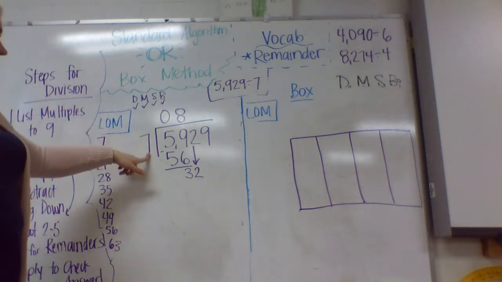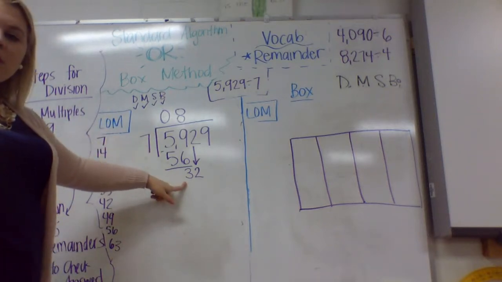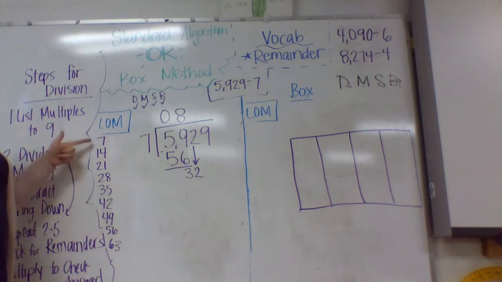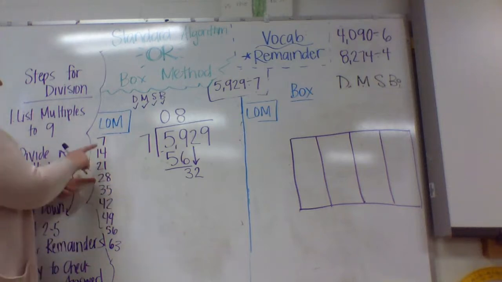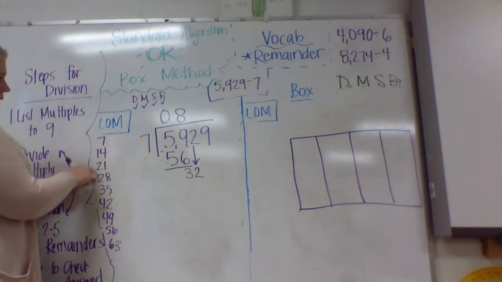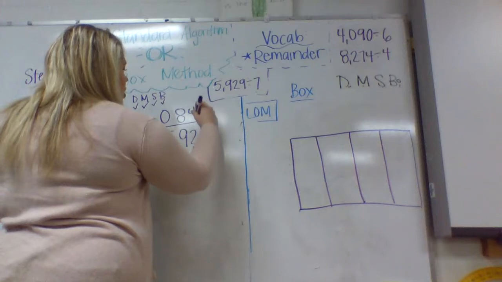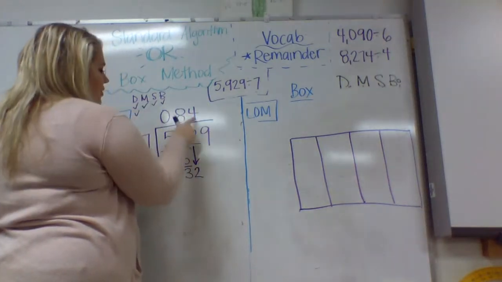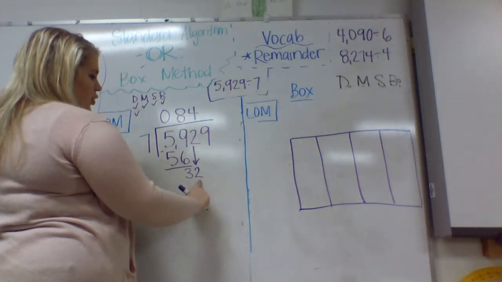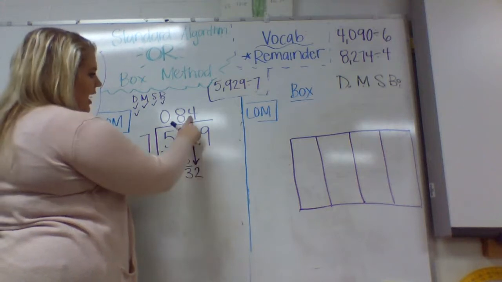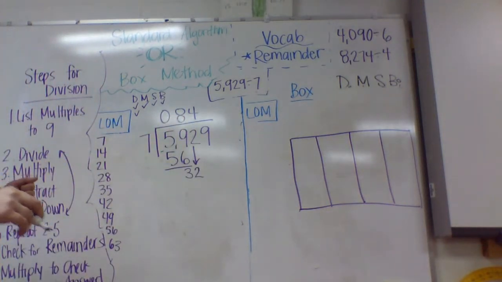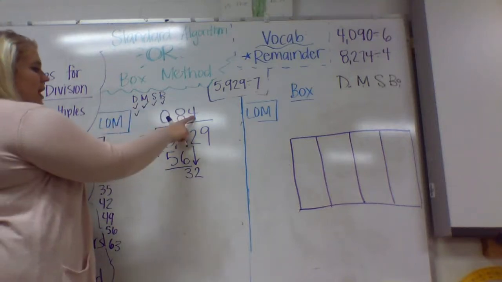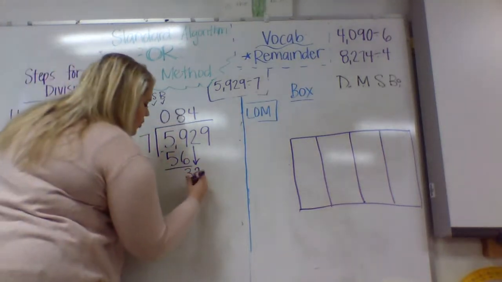Now I want to know how many times can 7 go into 32 without going over. 7, 14, 21, 28, 35. That's too much, so I need to jump back to 28. And that is 7, 1, 2, 3, 4 times. Notice as I'm doing this, I put the 4, I'm dealing with 32, so the 2 is the digit I'm looking at. My 4 has to go directly over it to keep my place value in line. When I multiply, 4 times 7 is 28.